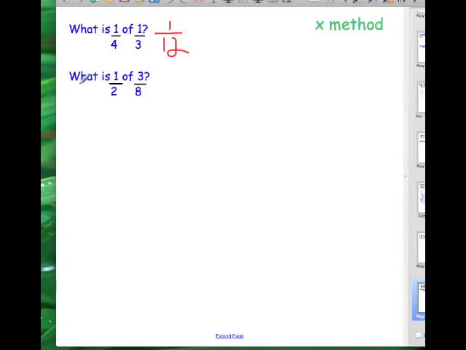We are going to do this one together as well. What is 1/2 of 3/8? So with the multiplication method, as I said, we just multiply straight across. So 1 times 3 is 3, and 2 times 8 is 16.